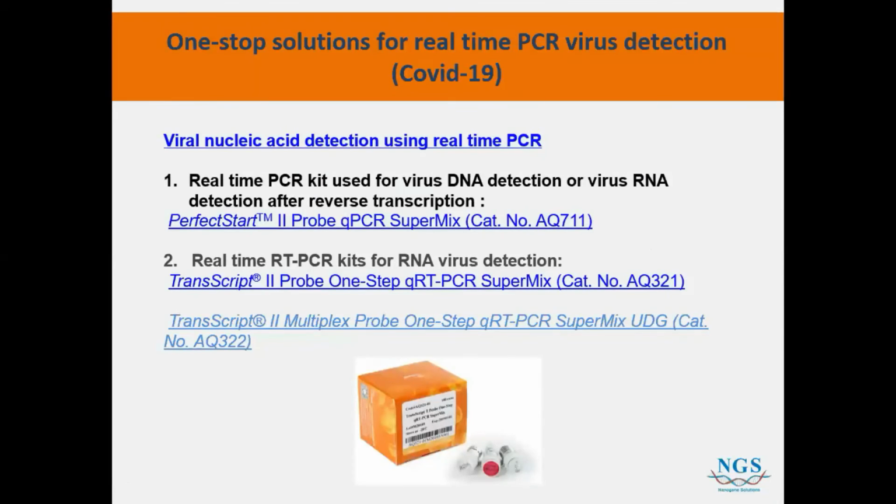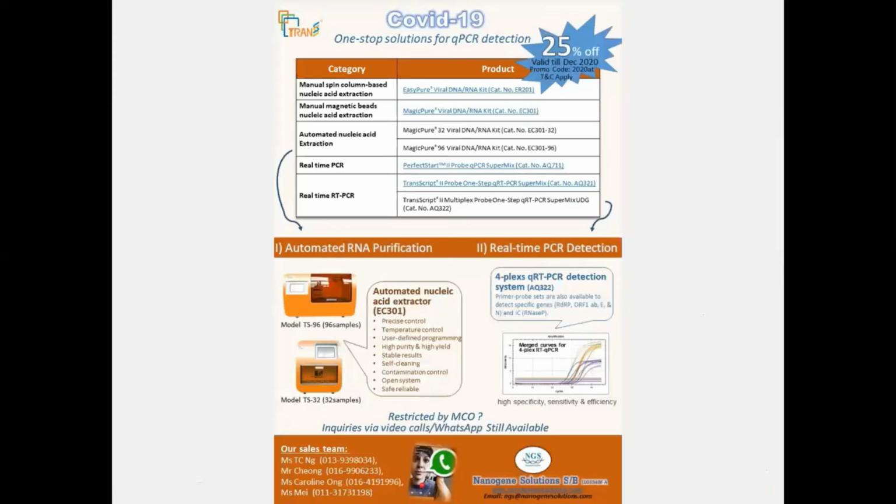So after you do the viral DNA RNA nucleic acid extraction, you will do detection using real-time PCR. So here are the reagents that they provide. They have the probe PCR supermix or even the one-step qRT-PCR supermix.